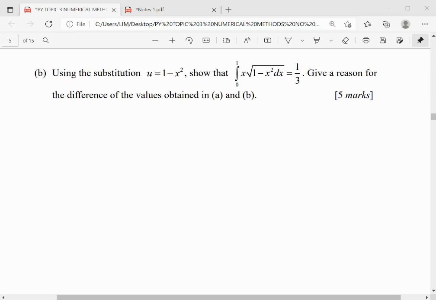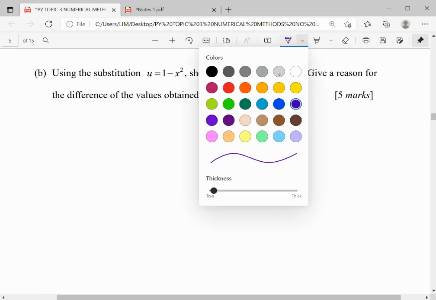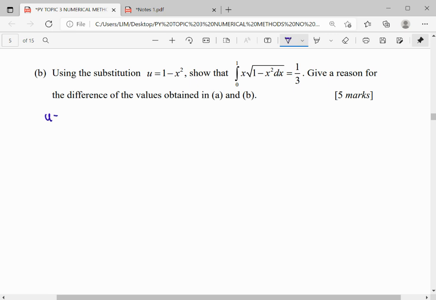Okay, so for this, they say use substitution in topic 1. We have to show this integration gives 1 over 3. So the concept of substitution: let u equal 1 minus x squared, then we look at the question. So this part already becomes u. So for x dx, we have to substitute all this, x dx and the limits 0 and 1. To substitute dx, we have to differentiate u with respect to x.